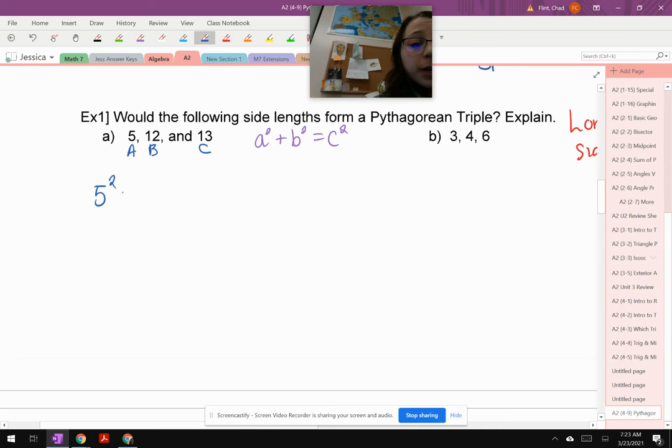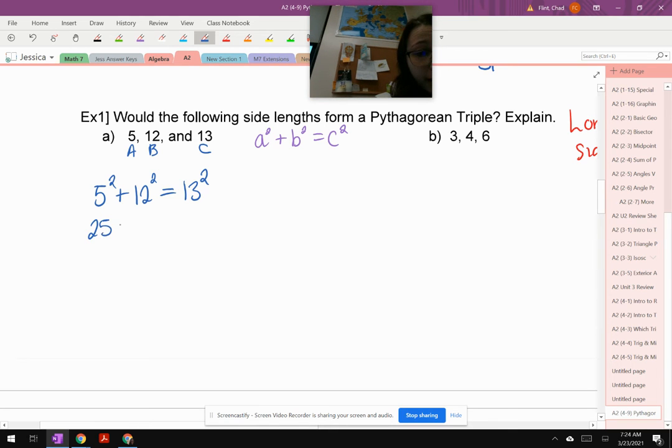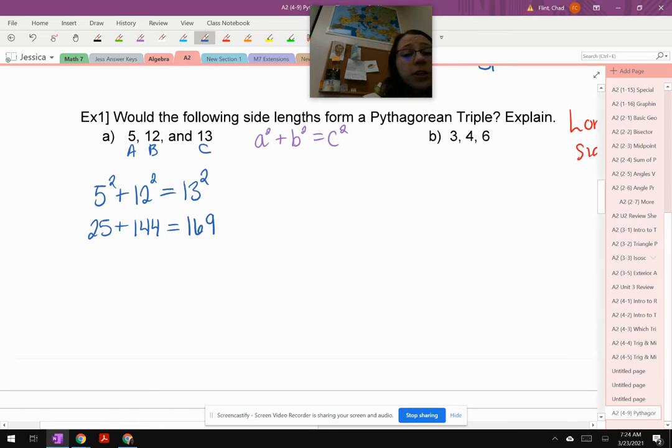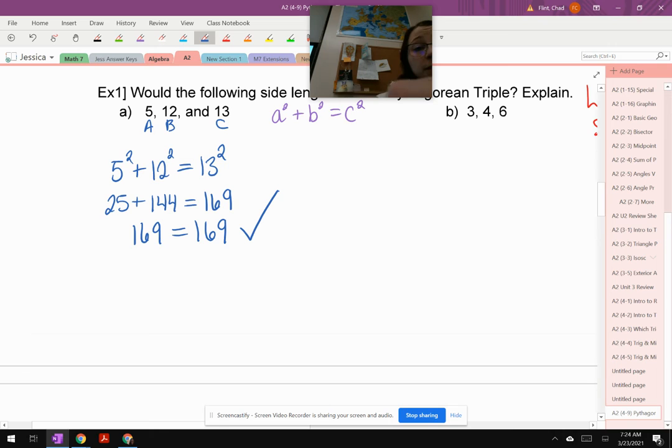So 5 squared plus 12 squared equals 13 squared. And this is where you can be using your calculator with those squares. 5 squared we know is 25. 12 squared we know is 144. 13 squared I think is 169. Yep. Okay, so now we just check the math. 25 plus 144 does equal 169. So 169 is equal to 169, which means that this would lead us to conclude that, yes, let's be specific.